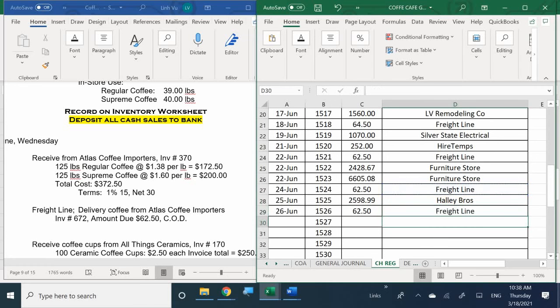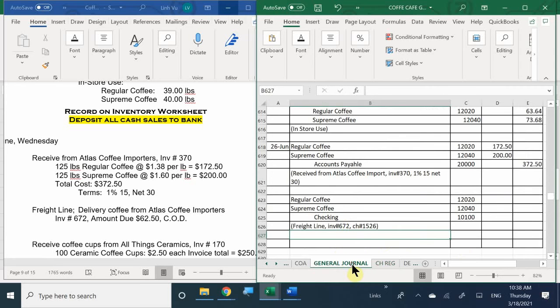Wait a minute. The Freight Line. Okay. So check number 1526. Okay. For 62.50. So how much is going to go to the regular coffee and how much is going to go to the Supreme coffee? $31.25 each. $62.50.